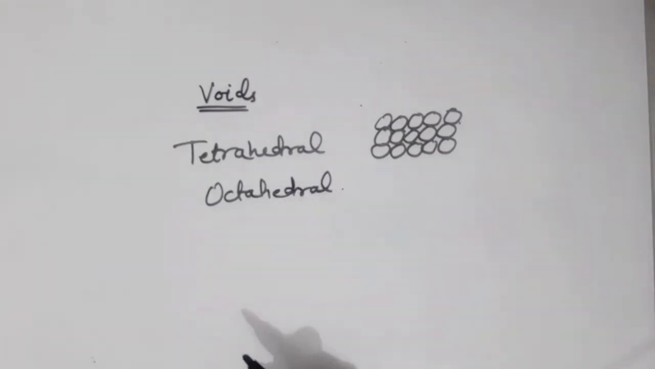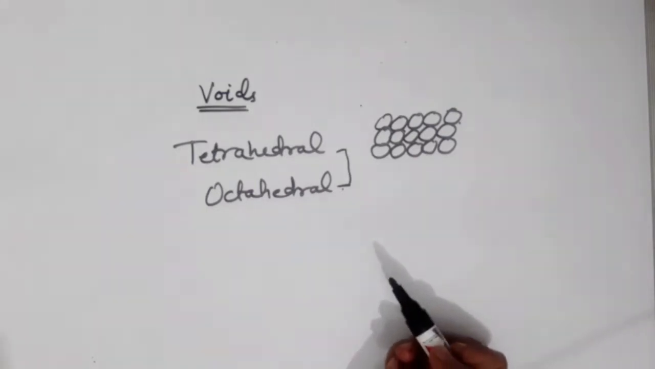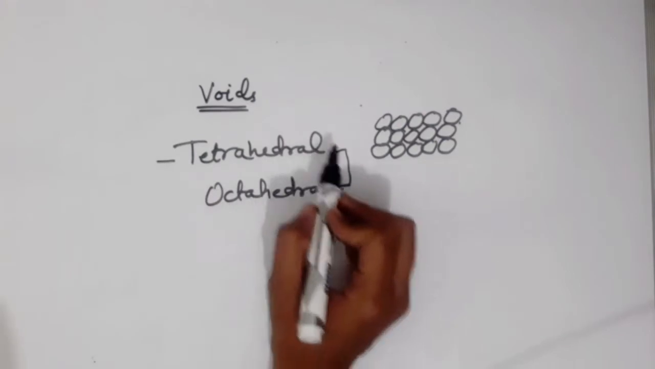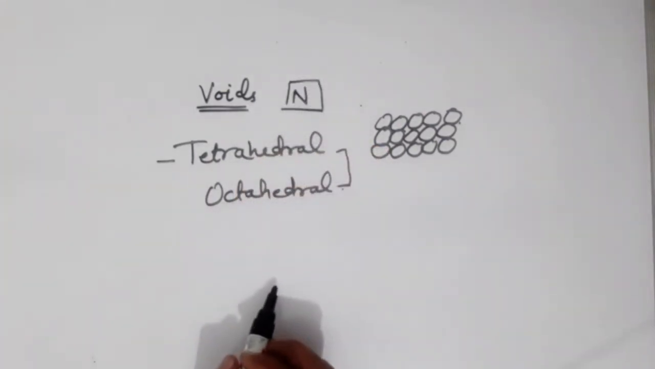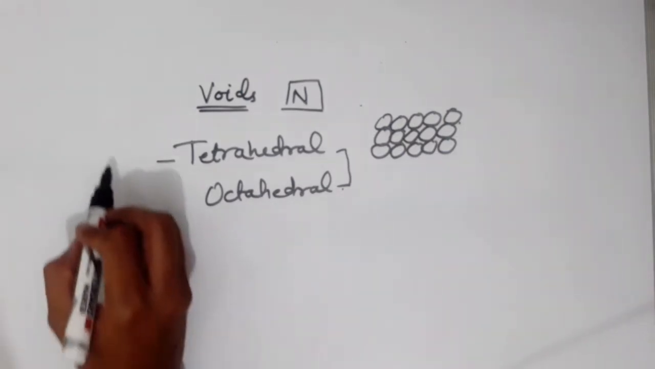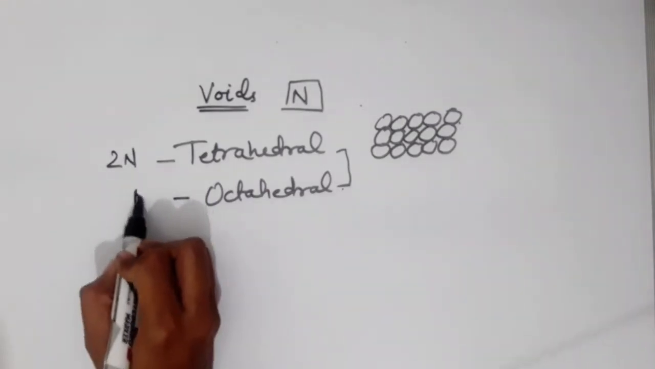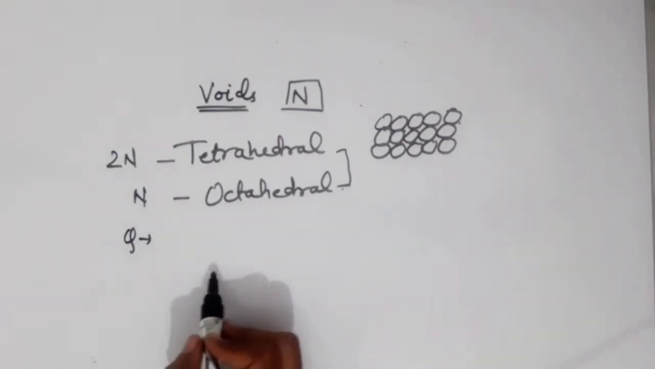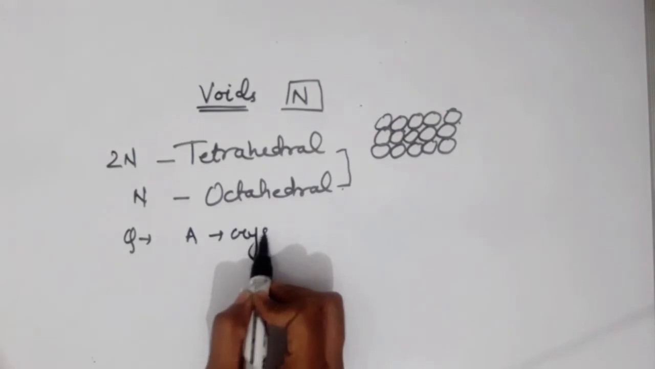From this topic, generally you are asked about creating the formula when you are given both these options. So the number of tetrahedral voids, if you assume there are n unit particles or unit cells, would be equal to 2n, and for octahedral it is equal to n.